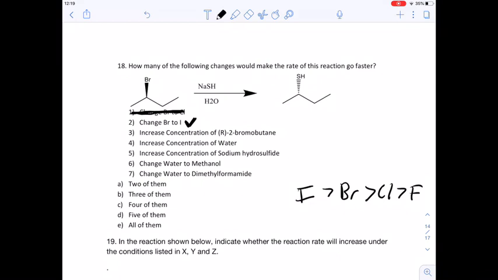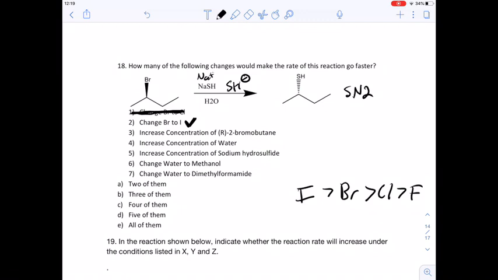So 2 is one of these that are true, or that do make the rate of the reaction go faster. Number 3 says increasing the concentration of R-2-bromobutane. Okay, so for this kind of statement, they're asking you whether this is an SN1 or SN2 reaction. This is pretty easy to figure out because you see an inversion in your product. That is the most obvious way of being able to tell that this is SN2.